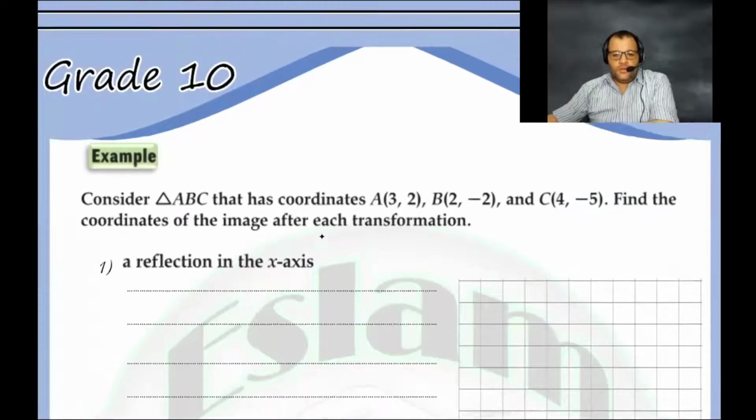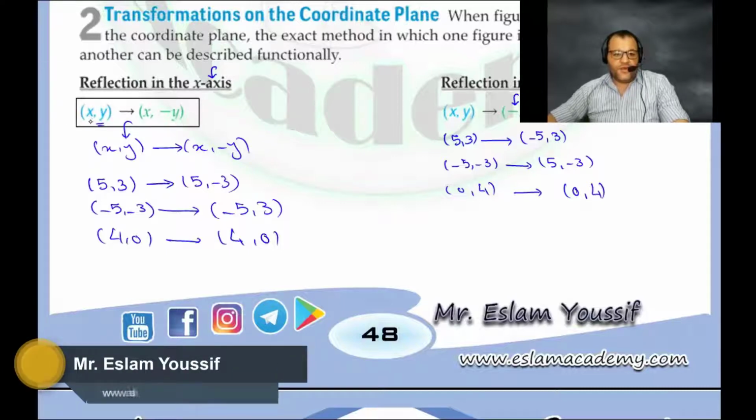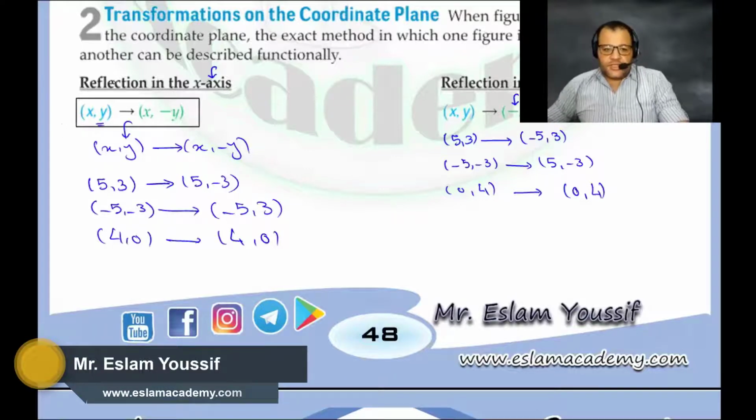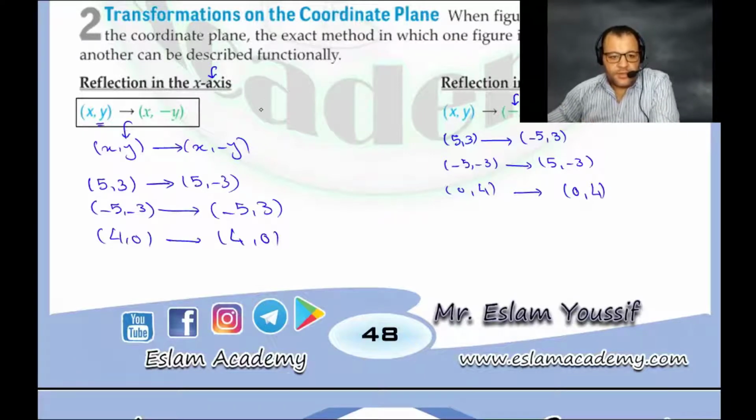I didn't understand the first one. Which one? The x point y. This one? Yes. If you want to make reflection with respect to the x-axis, for any point x and y, all you have to do is change the sign of the y coordinate. That is the meaning of reflection. Just change the sign of the y coordinate. That's all. This is the formula that you have to memorize.